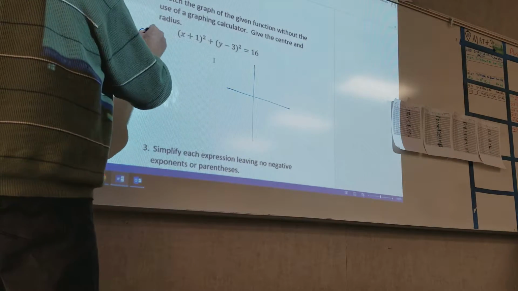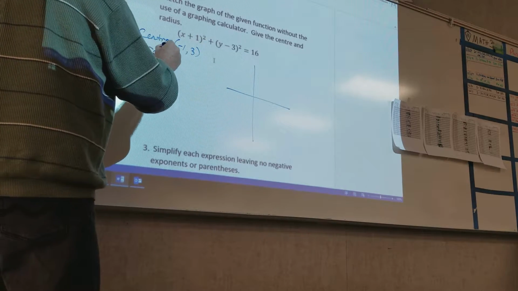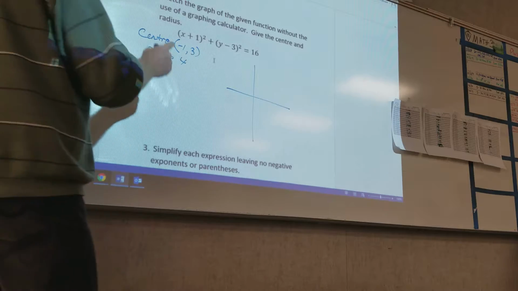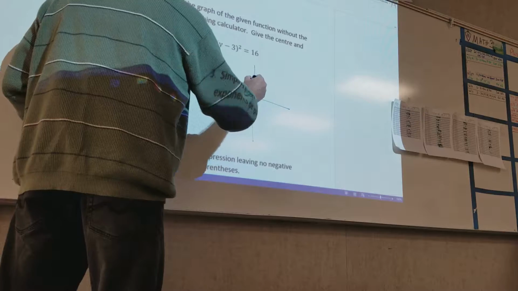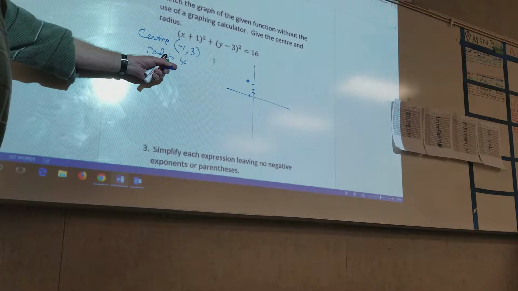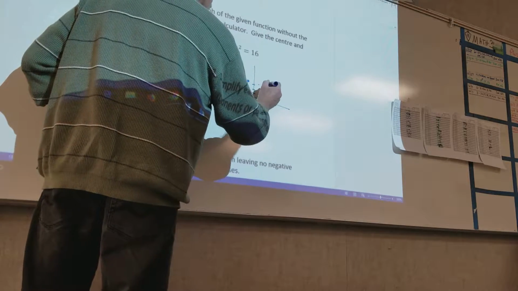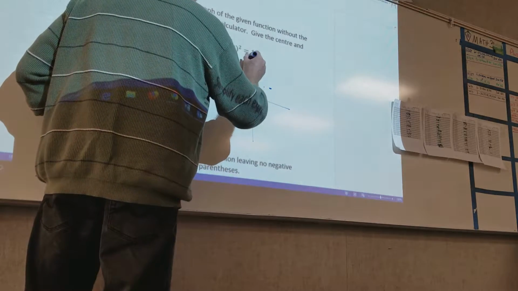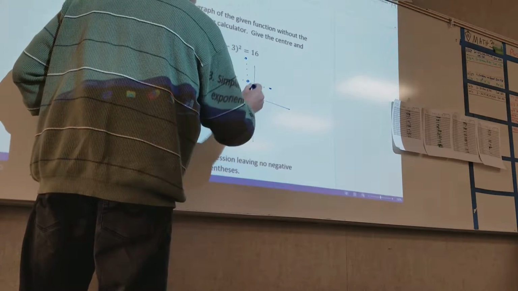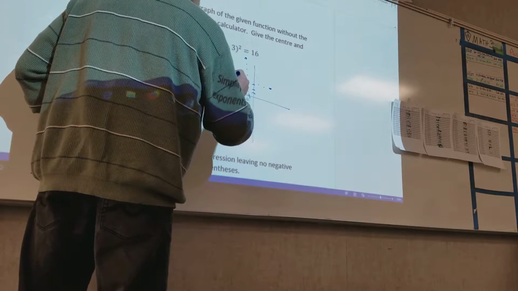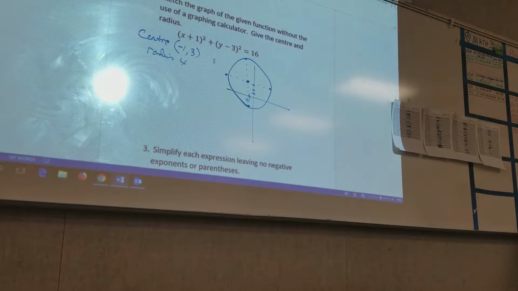The center of this circle is going to be at -1, 3, and the radius is 4, the square root of 16. So I'll plot the point -1, 1, 2, 3. There's my center, and I showed you guys to go left, right, up, and down 4 spaces, and that would help you make a circle. 1, 2, 3, 4, in each direction. I guess that circle will do.